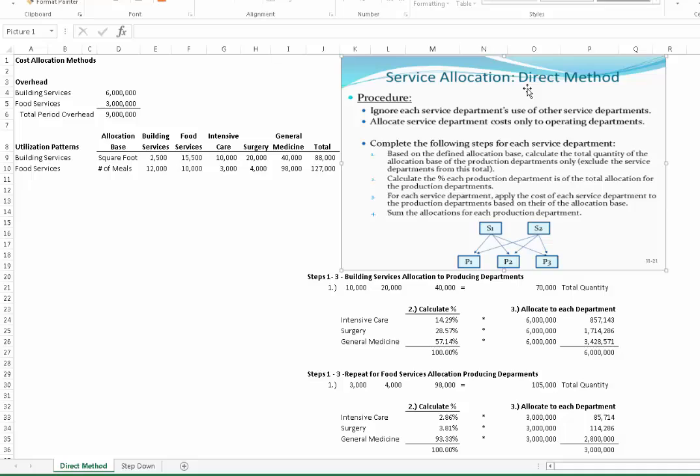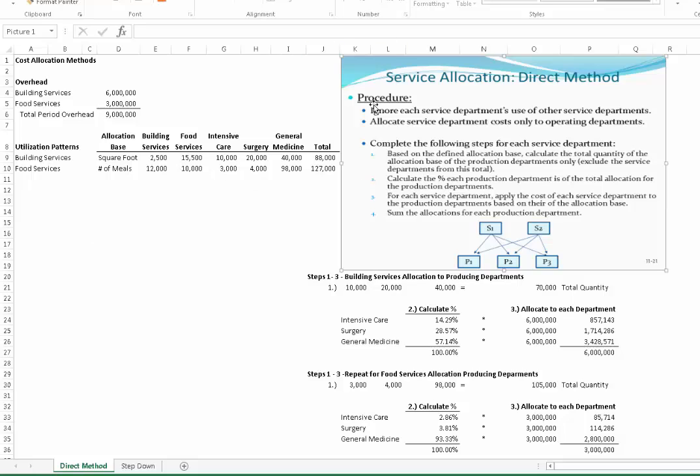The first method we have is the direct method, where we're just allocating the cost of either building services or food services out to each of the producing departments, based on how much of the allocation base they're consuming. So the first thing we have to do is figure out what the total allocation base is for the producing departments that we're going to allocate out to. We really want to isolate the producing departments and then figure out what percentage they are of the total of that allocation base.